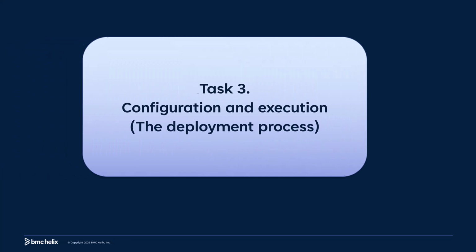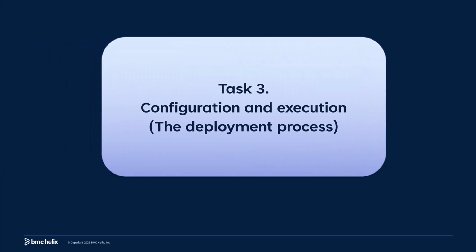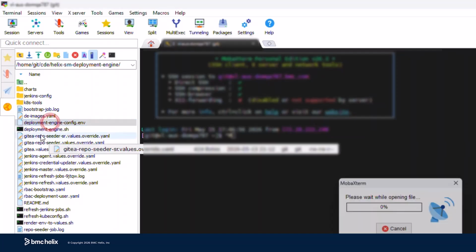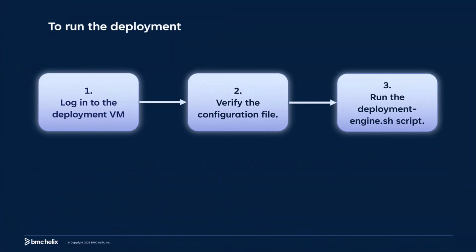Let's actually look at how you can configure it. This is where you'll kick off the deployment script execution. Log in to the deployment VM, and head into the deployment engine config.env file. This is where you'll define your namespace, your local registry details, and your Jenkins and Git credentials. You'll also need to set a strong Jenkins password for the admin user, and finally provide the path to the kube-config file. After the config file is all set, running the deployment is easy.